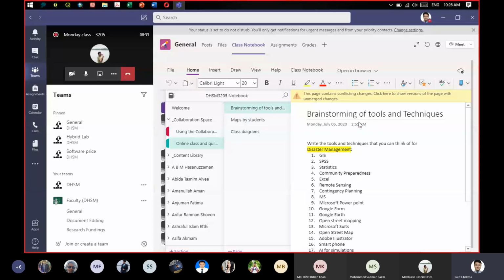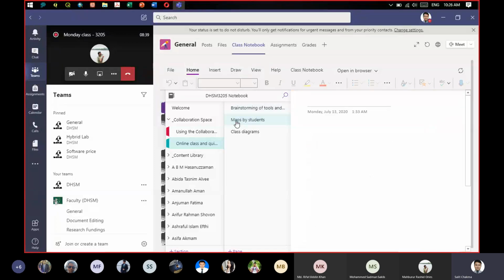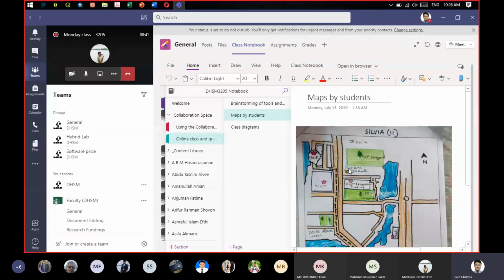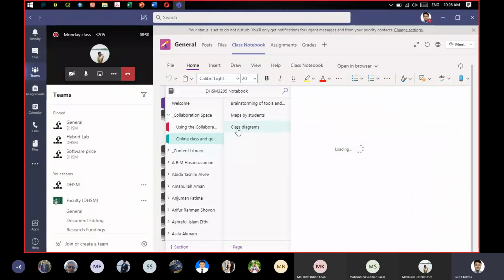You did the brainstorming at the very beginning of this semester, and then Sylvia and Sadman sent their maps that they have drawn of how to reach BUP from Mipu 12. We have that one under maps by students. And then I have created another page. It says class diagrams.